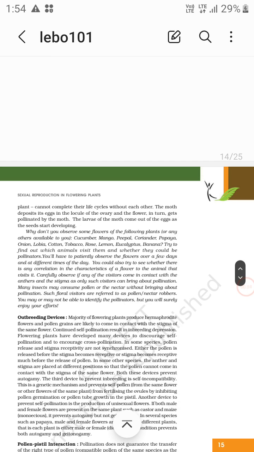Okay, so the moth and yucca plant cannot complete their life cycle without each other. The moth deposits its eggs in the locule of the ovary, and the flower in turn gets pollinated by the moth. The larva of the moth come out of the eggs as the seed starts developing.